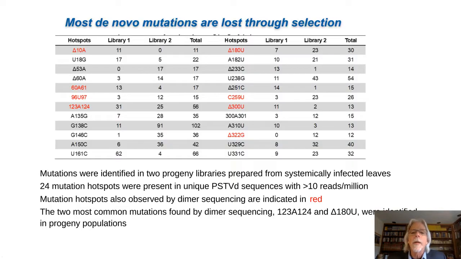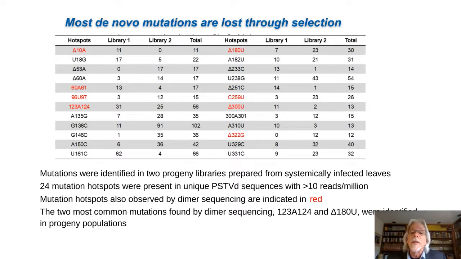Not surprisingly. This table just lists the 24 mutation hotspots we identified, and the ones in red were the ones that were also found in our dimer sequencing, that is, de novo mutations. So most of the de novo mutations are either eliminated or negligibly present in the progeny populations.